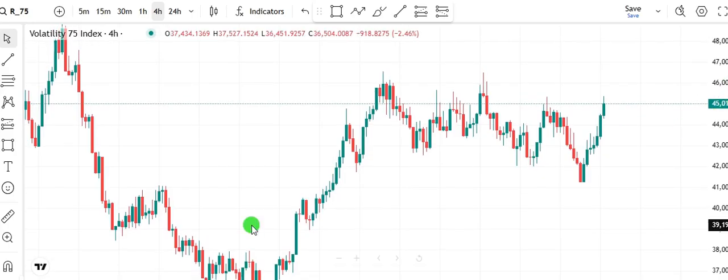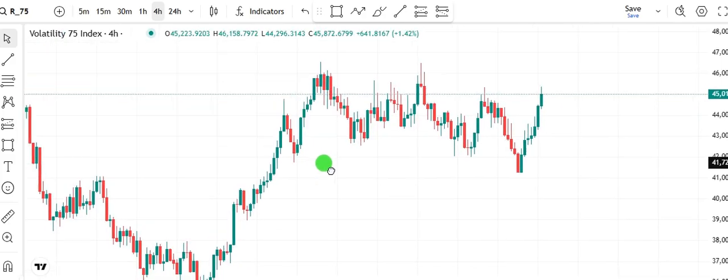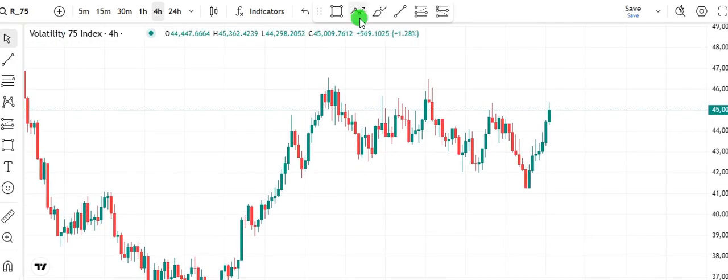So today we'll be checking out a few synthetic markets, which is using Deriv, and I'm using Wheel Trade. So let's go ahead and start with Deriv.